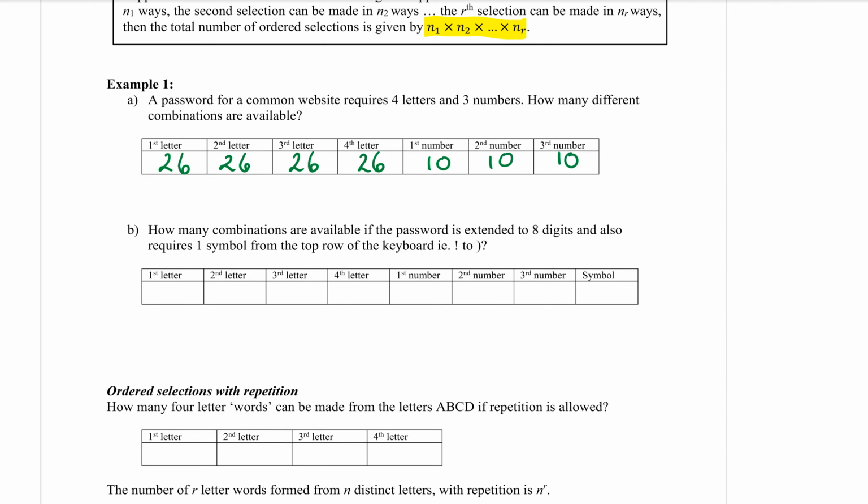So all the multiplication principle says is that you would multiply those things together. That, times that, times that, times that, times that. All those numbers you would multiply together. Multiplication principle. 26 to the power of 4. If you wanted to, you can rewrite that: 26 to the power of 4 times 10 to the power of 3.